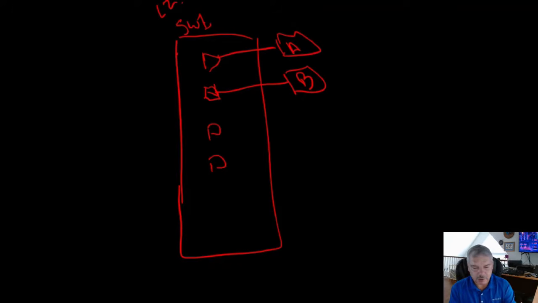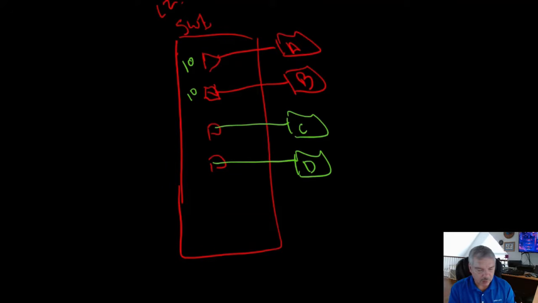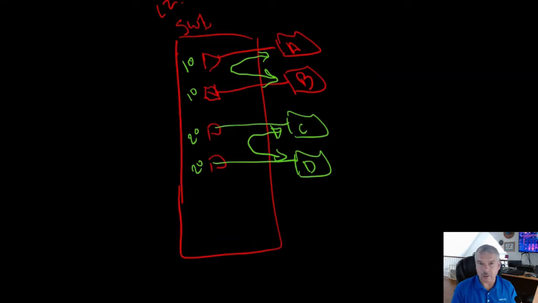Now, let's change the color. Let's say these two ports are on VLAN 10. And now I'm going to put computers C and D over here. And these are on VLAN 20. So I go into the physical switch and I set those ports to VLAN 10 and VLAN 20 respectively, right? Now, computers A and B can talk to each other, no problems. Computers C and D can talk to each other, no problems, because they're on the same VLAN. So that's a set. The VLAN is basically a single layer 2 broadcast domain.